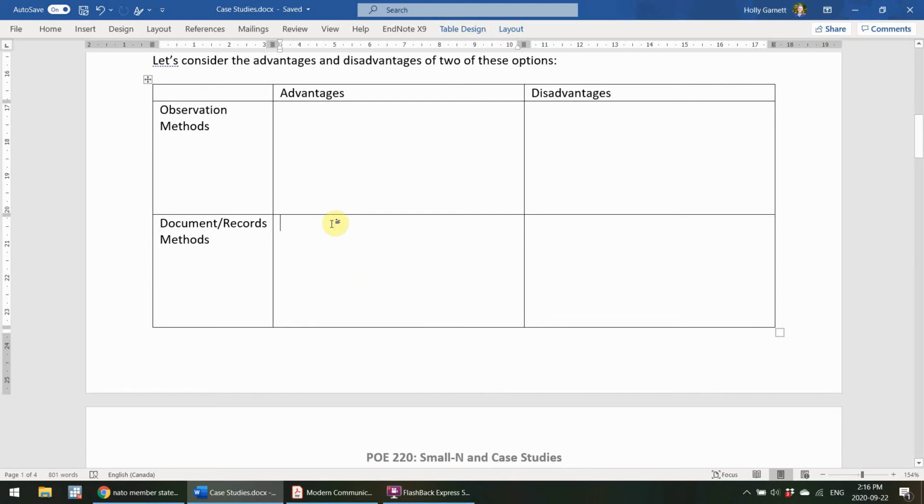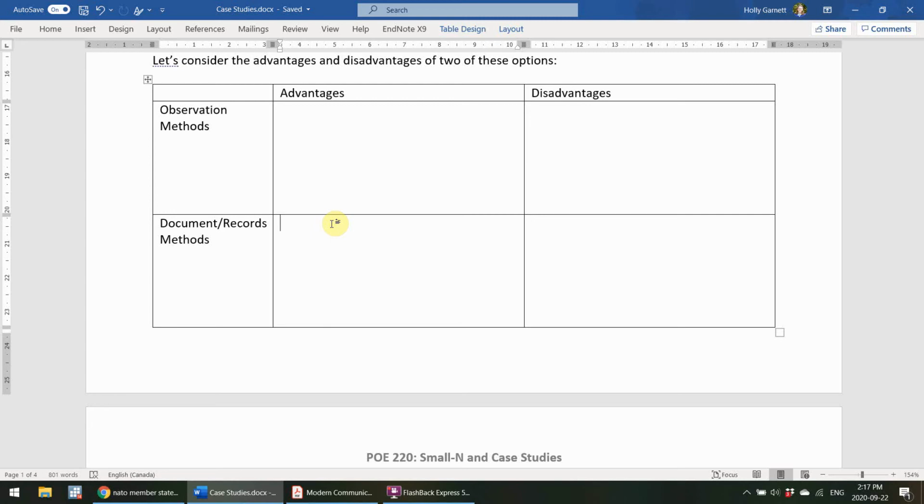So the advantages and disadvantages of the documents or records methods. First of all, the most obvious advantage is that the record is long lasting. So it makes historical research possible. It makes research after the fact possible. So I couldn't study that campaign using observation after it happened, but I could do it using documents and records. So it's not one of those situations where you've got to get the info now or else it's gone. It's instead something where historical information is possible.